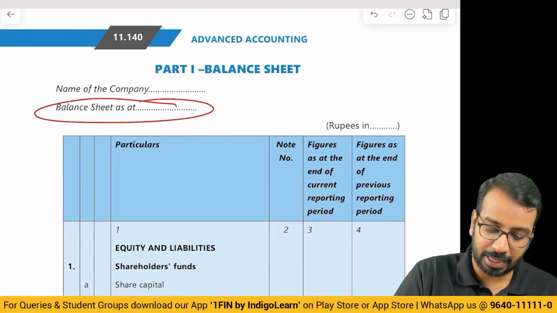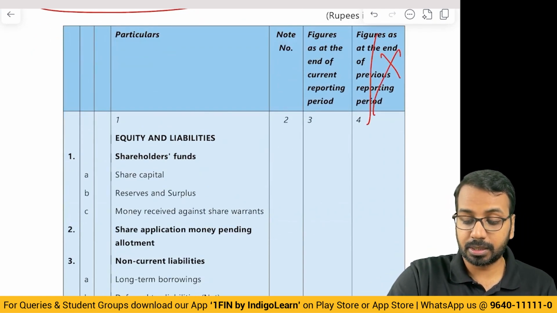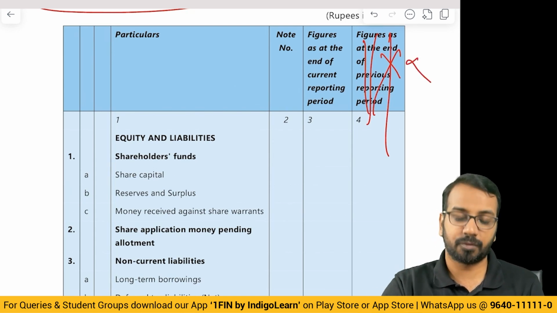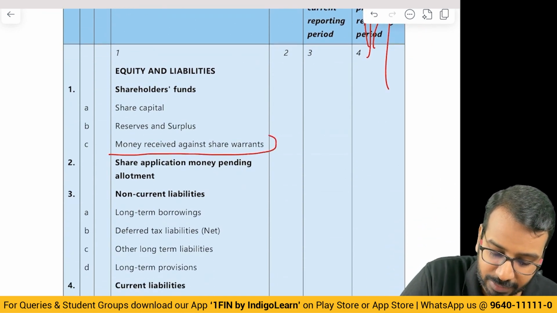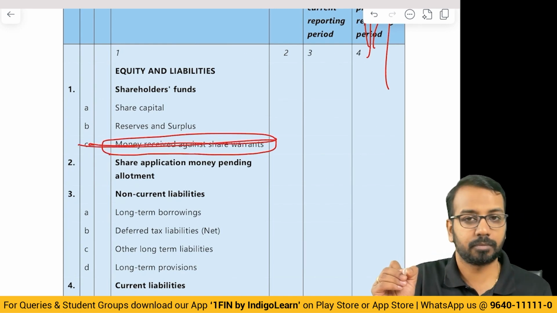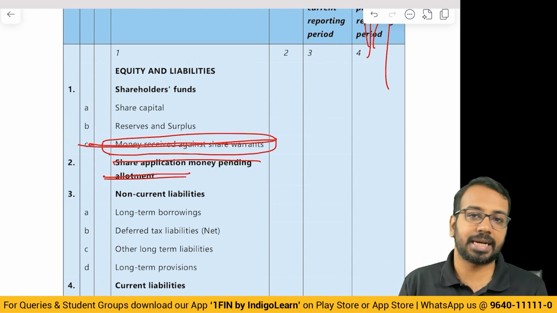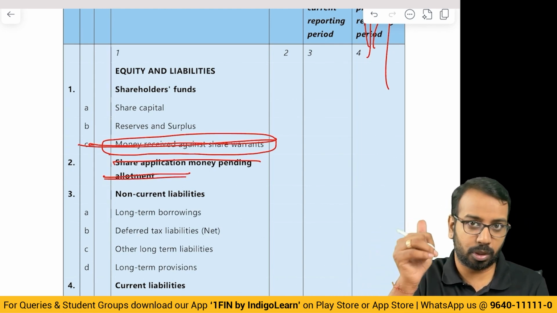This is the format of the balance sheet. Now one more thing: the previous year number is not required unless the question has it, and generally this is not tested. Second, if for example the question does not have anything like money received against share warrants, there is no need to write this item. Share application money pending allotment, if this is not given, no need to write that item. Only items which are relevant, that is what you will write. That is one thing you have to keep in mind.